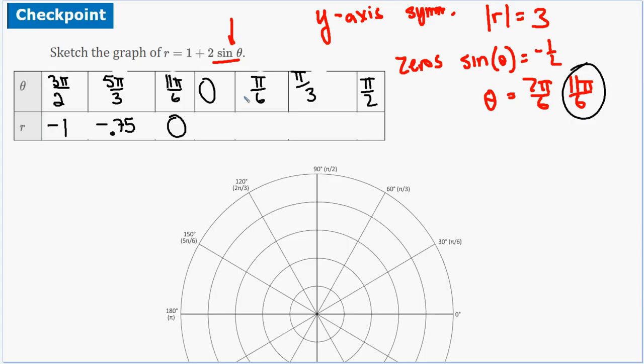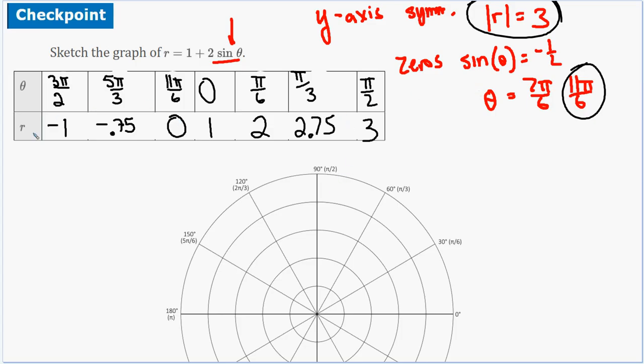We predicted that over here. When 0 goes in, we get a 1 comes out. Pi over 6 has an output of 2. Pi over 3, about 2.75. And pi over 2, there's our maximum value, like we predicted here, 3 units.